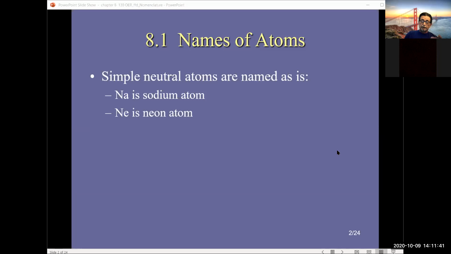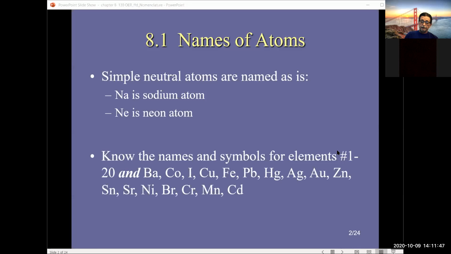I mentioned at length the naming of the atoms. Okay, we talked about simple atoms. We just give them the names. We mentioned before to be familiar with the first 20 name-wise, but then we added a few more. We have Ba, which is barium. We got Co, which is cobalt. I, which is iodine. Cu, which is copper. Fe is iron. Pb is lead.